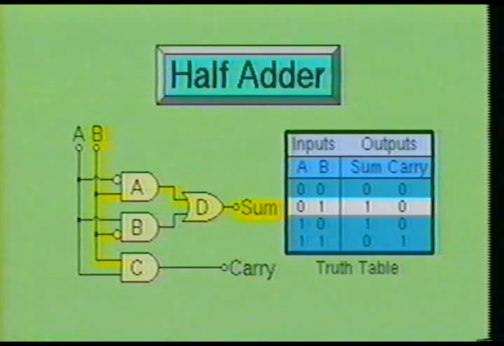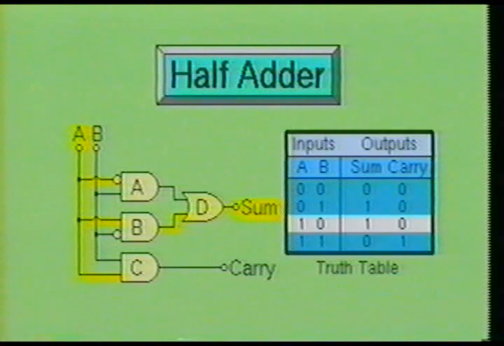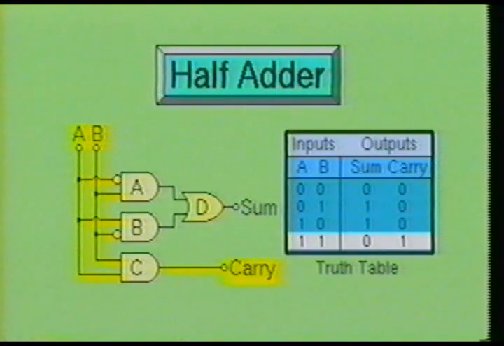We also see that a sum is 1 with a carry of 0 when input A is low and input B is high. On the other hand, when input A is high and input B is low, the sum will be 1 with a carry of 0. And when both inputs A and B are high, the sum will be a 0 with a carry of 1.